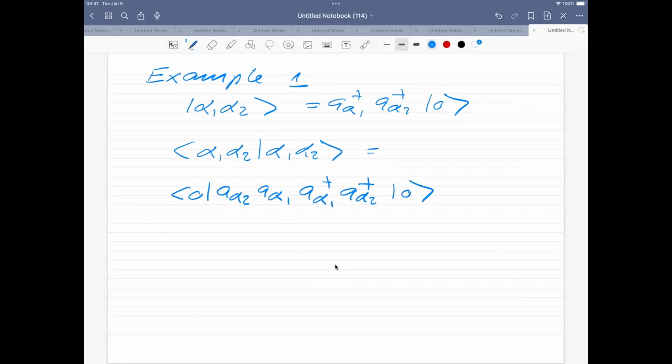Now, the way we can do this in a very brute force way is to now move all the creation operators to the left and the annihilation operators to the right. Because when we have that, then this alpha 1 here will be acting on the vacuum state, and that will give us 0.